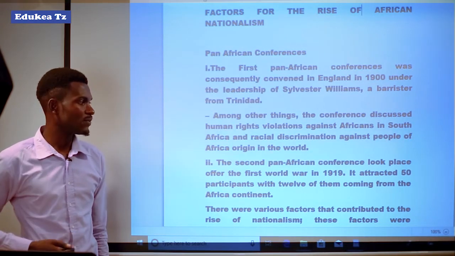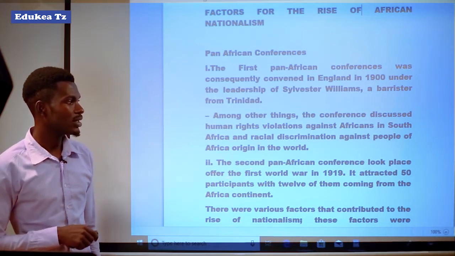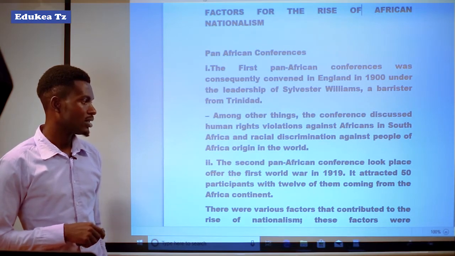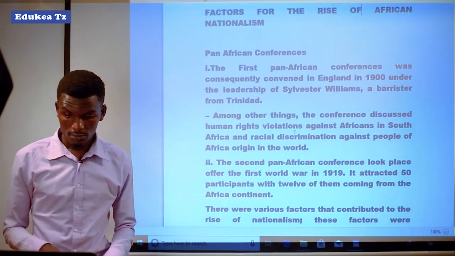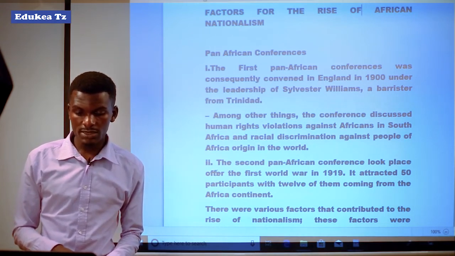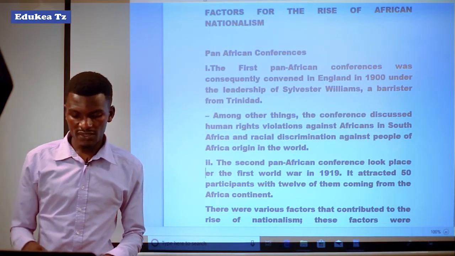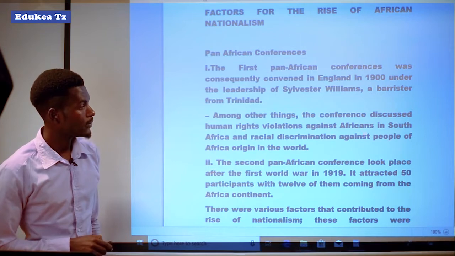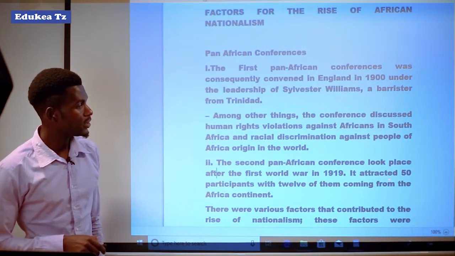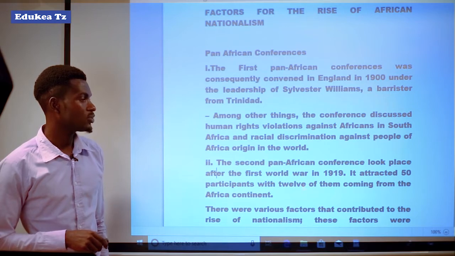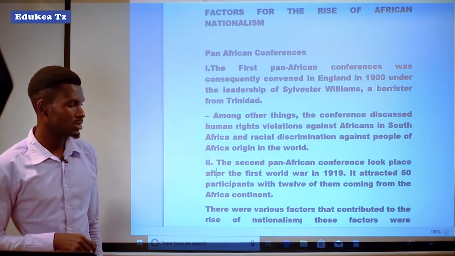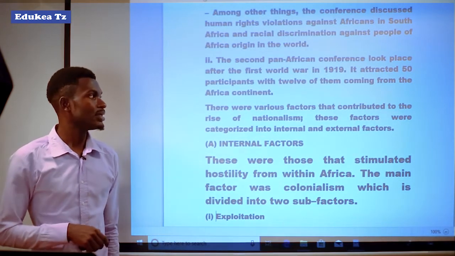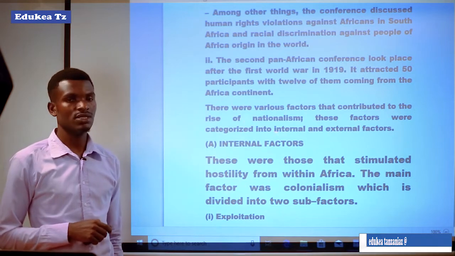And the second conference of the Pan-Africanism movement, the second Pan-African conference, took place after the First World War, in 1919. It attracted 50 participants, with 12 of them coming from the African continent. So after that, let us see the various factors that contributed to the rise of nationalism.